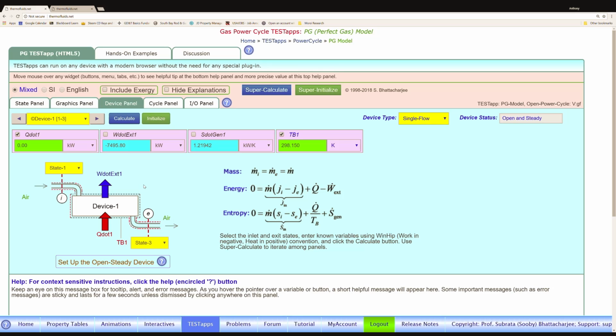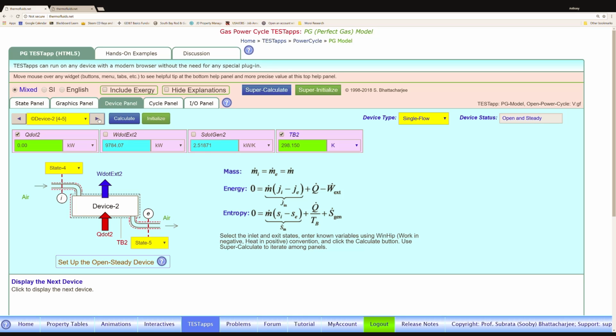In order to determine the compressor work, I defined the inlet of device 1 as state 1 and the outlet as state 3. As shown, TestCalc was able to solve for the compressor work. Note that the work is negative. Considering the sign convention, this means that the work must be put into the system at the compressor.